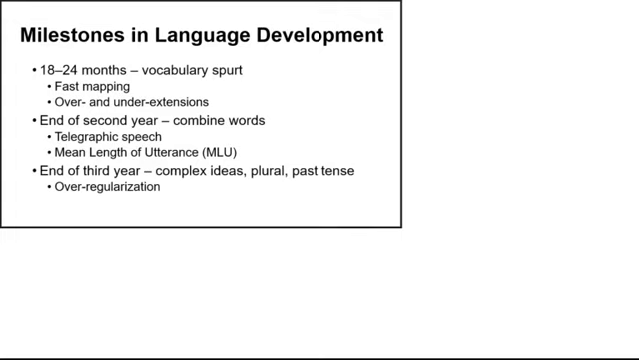And then by the time we get past that second year, so after that 24 months, we start seeing combinations of words. So we're building up in complexity here. Instead of saying single words at a time, we start seeing phrases. So things like telegraphic speech. This would be if a child gestures at a cookie and says, "give cookie." That would be telegraphic speech. It isn't necessarily grammatically correct, but it includes all of the information that's required.